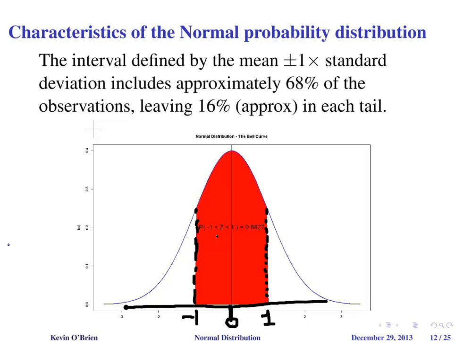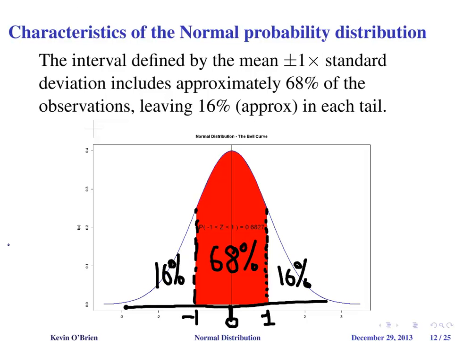The point of this is that, as I said previously, the total area under the curve is 1. Between minus 1 and 1 standard deviations away from the mean, this accounts for around 68% of the curve, leaving 16% in both tails. So there's 16% in this tail and 16% in this tail.